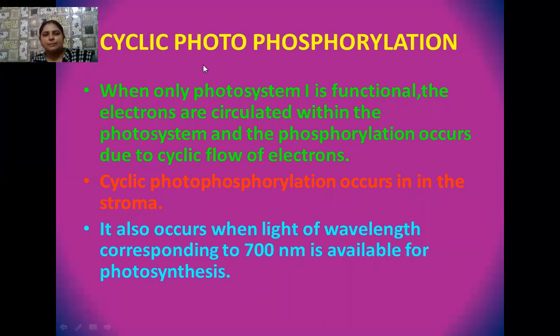Okay, student, this process I have already discussed, cyclic photophosphorylation. Again I am repeating, in cyclic photophosphorylation, there is only one photosystem, and that is photosystem 1, that is P700. As I have already told you, this photosystem 1 receives electrons from photosystem 2, which actually receives electrons from the splitting of water molecules.